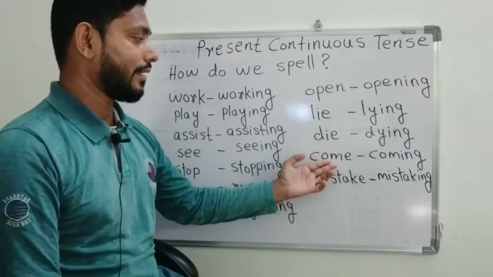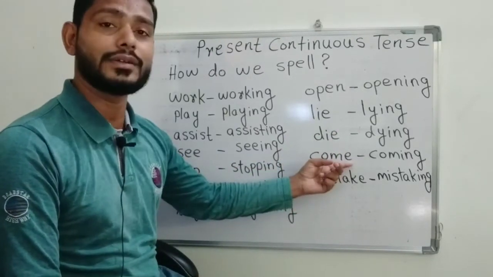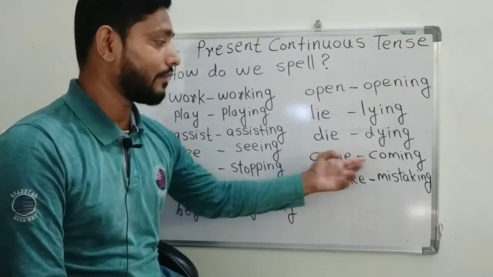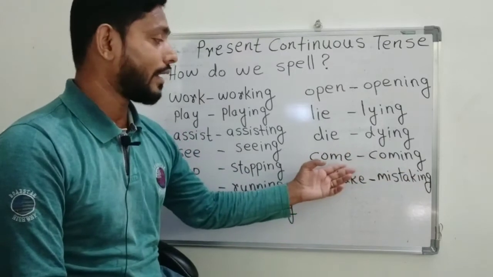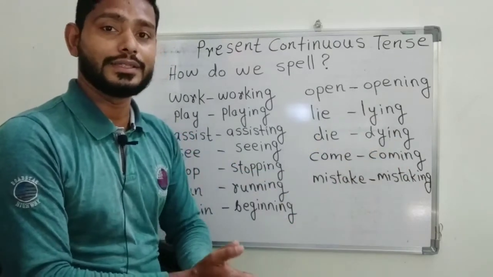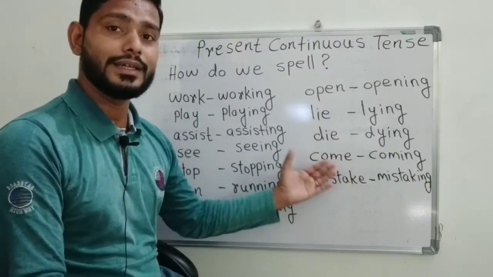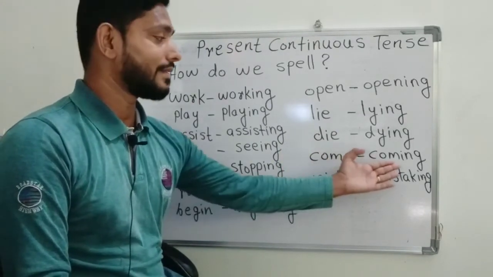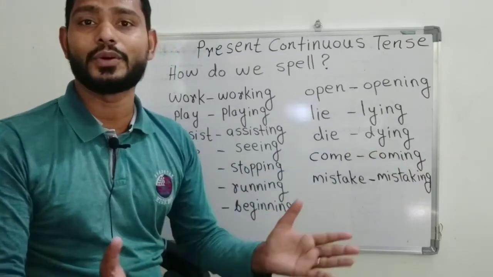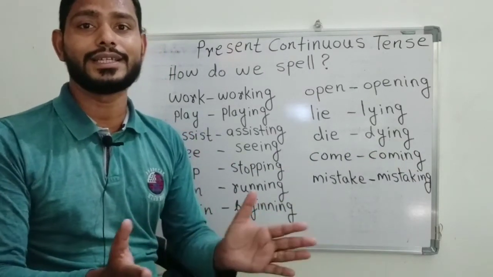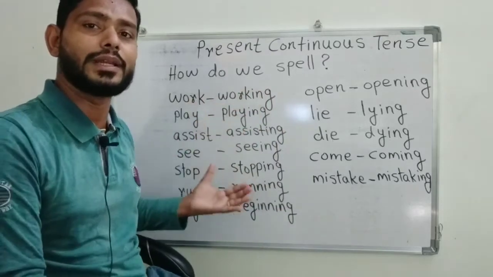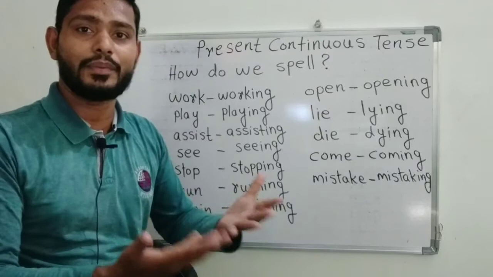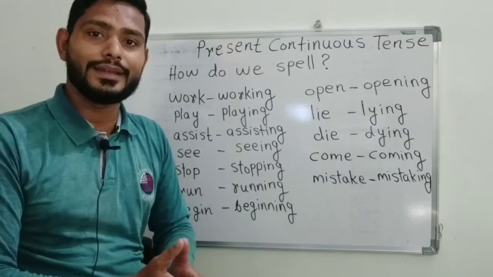So let's see here. Come, mistake. The last letter is e, so we have to replace e with ing. So no need to keep the e at the end of the ing form of the verb. So we have to just replace the e at the end of a base verb with ing. Hope it's very easy for you to understand. It's clear to all of you. So this is a simple spelling rule that you can find more examples of yourself and learn and practice in your daily practical life.